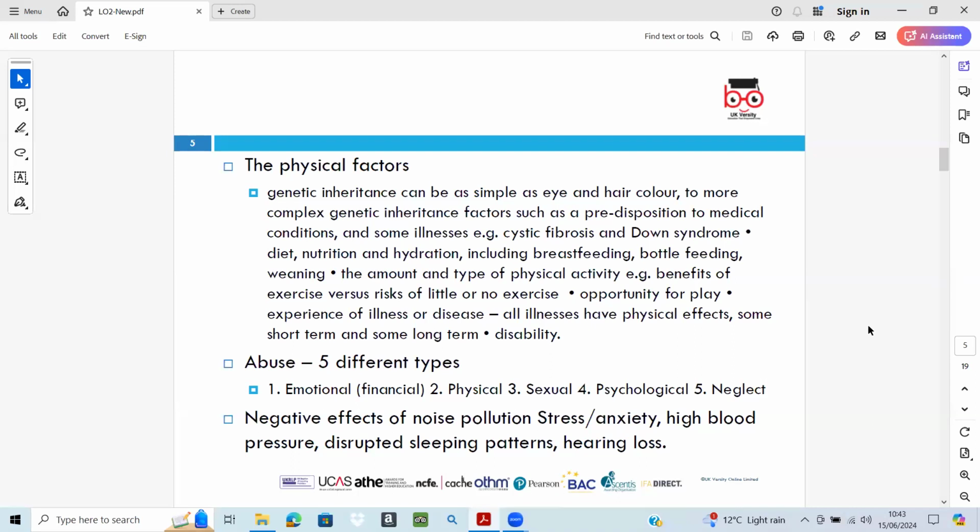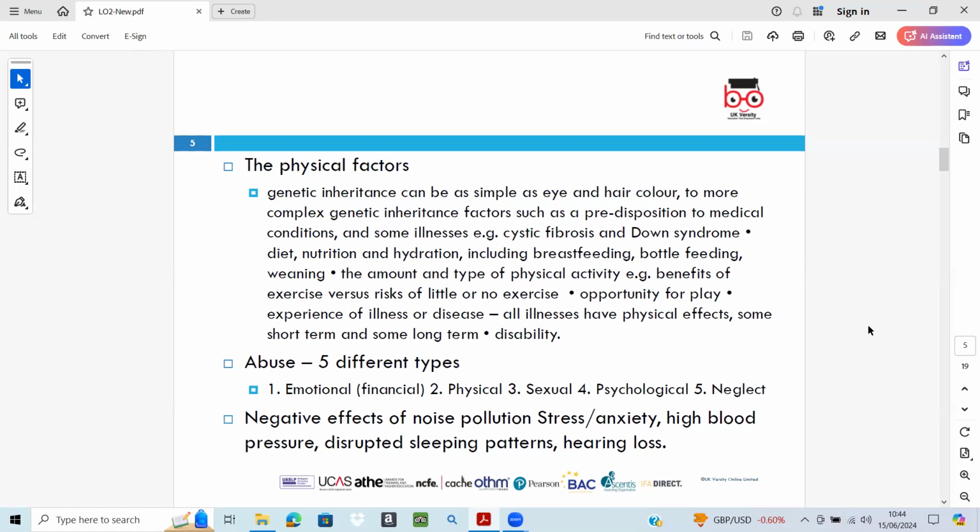Then we have to discuss the negative effects of noise pollution. Noise pollution refers to harmful or excessive levels of noise in the environment, and it can cause a range of negative health effects. The examples are stress and anxiety. Constant noise increases stress levels and can lead to anxiety. Then we have high blood pressure as an example. Prolonged exposure to loud noise can contribute to hypertension.